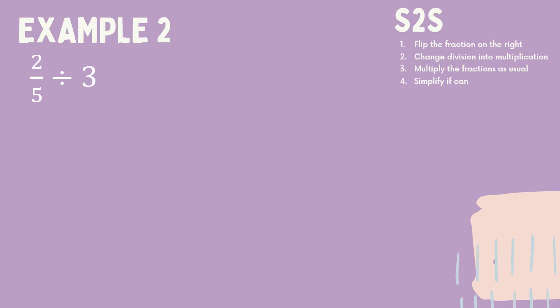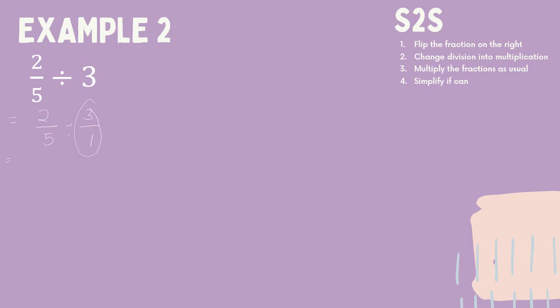Now first thing first, change the 3 into a fraction. You know that 3 whole is out of 1. So we have 3 out of 1. Then step 1, flip the fraction on the right. The fraction on the right is this one.